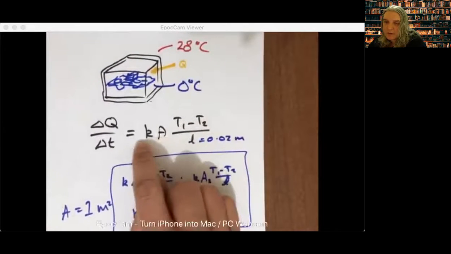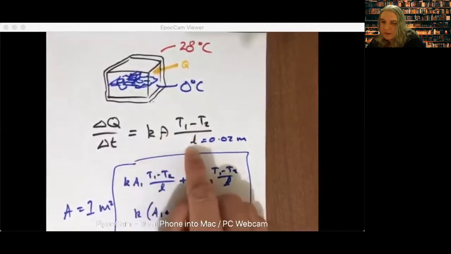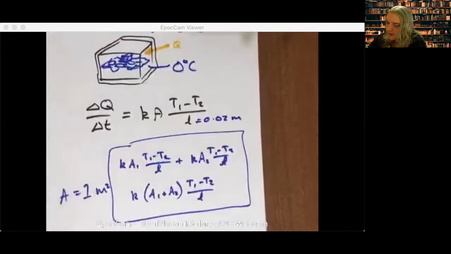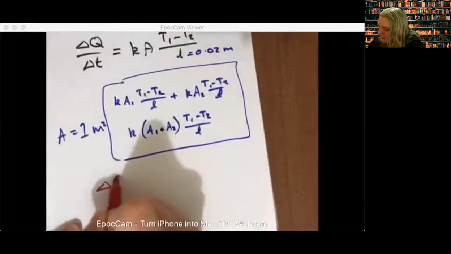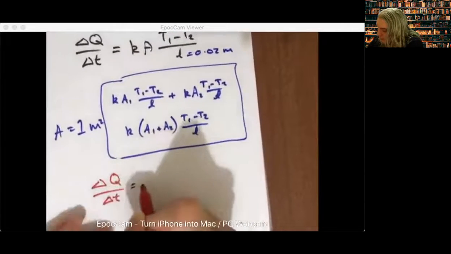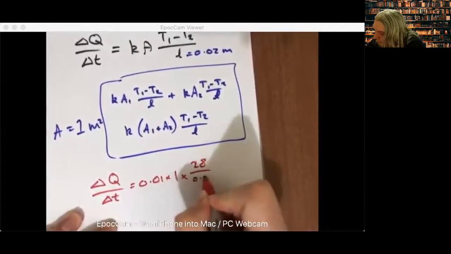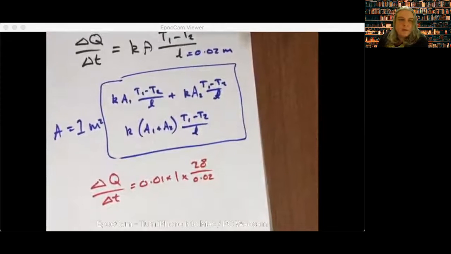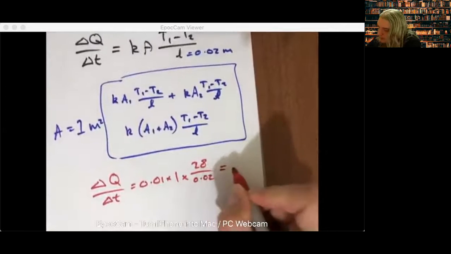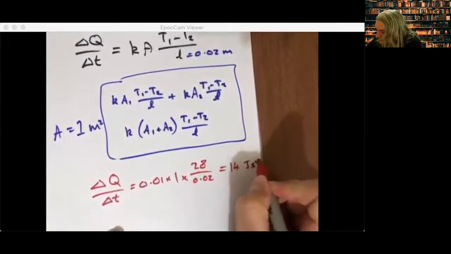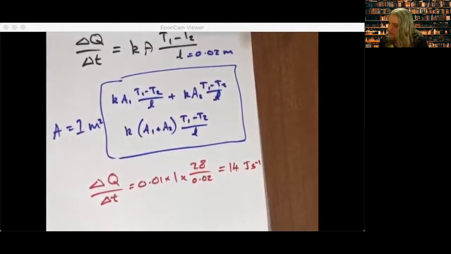Area is 1 meter square, K is 0.01 watts per meter per Kelvin, and length is 0.02 meters. So we know everything for this. So we can actually calculate our heat flow, and we get delta Q over delta T is equal to 0.01 times 1 times 28 over 0.02. So that's the result we get, and that comes out to 14 joules per second. So that's our rate of heat flow, 14 joules per second.